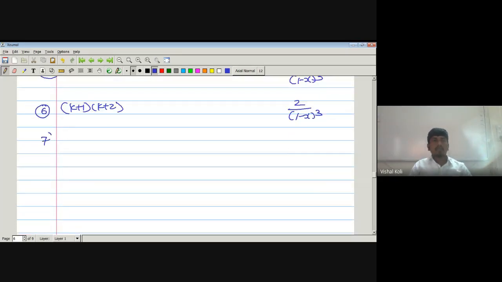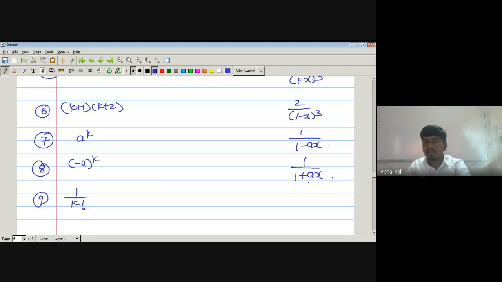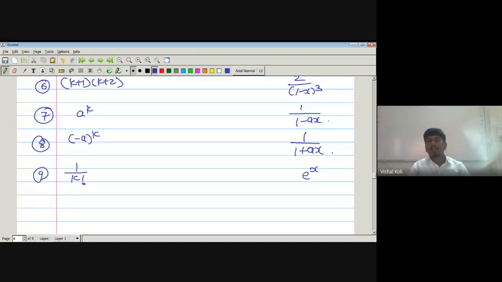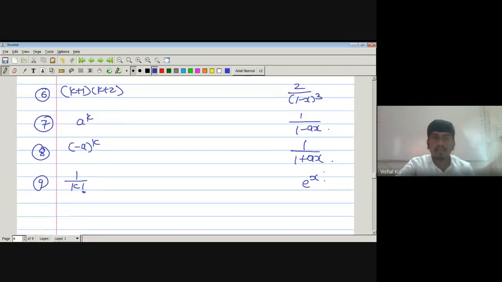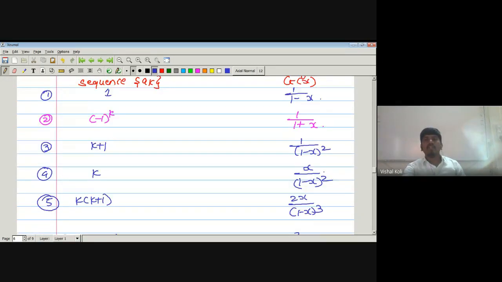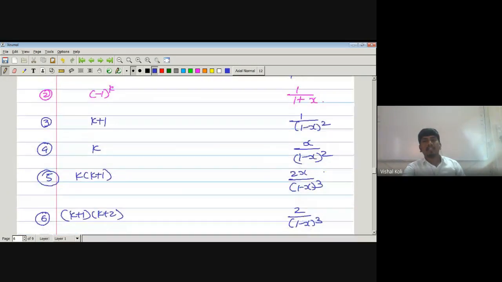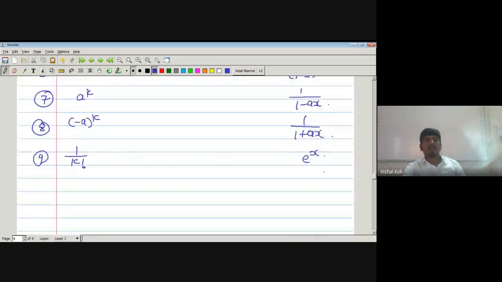Next, if the general term is a raised to k, then its corresponding generating function will be 1 upon 1 minus ax, and if it is minus a to the power k, then it is 1 upon 1 plus ax, and if the general term of a sequence is 1 upon k factorial, then its corresponding generating function will be e to the power x. So these are some standard sequences and their corresponding generating functions. Okay, and this can be used to solve the problems.